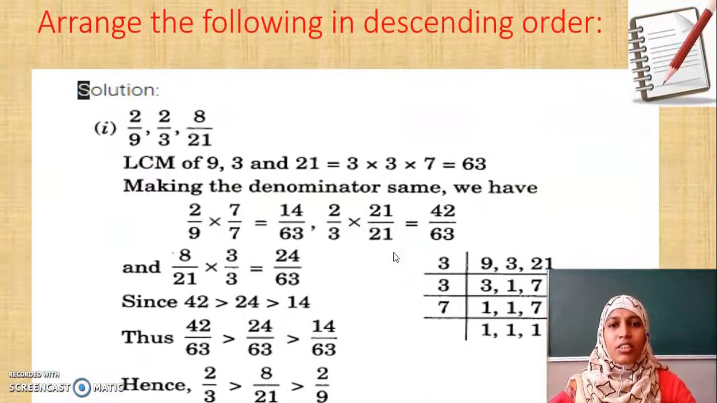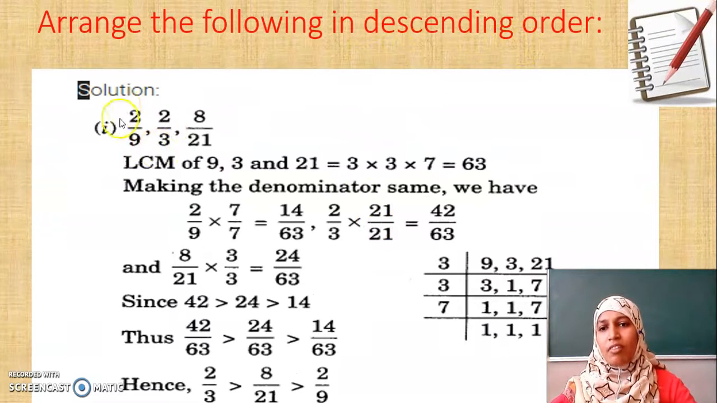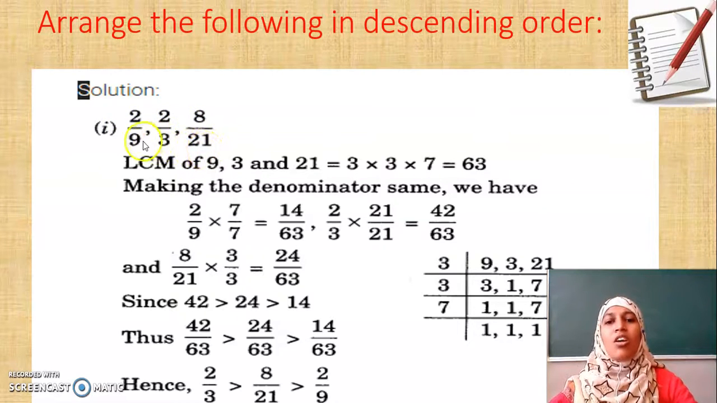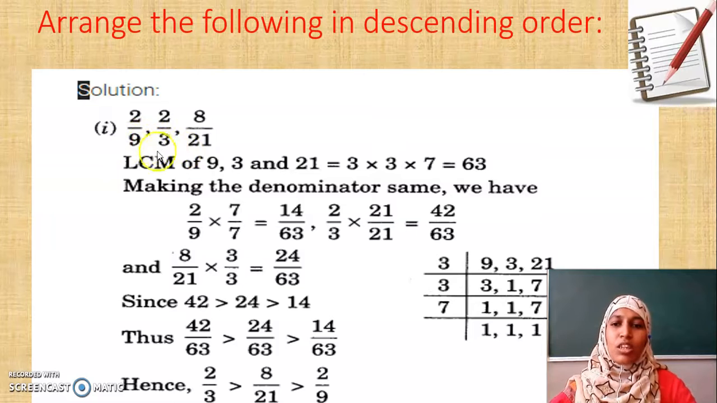Now let us arrange the following numbers in descending order. What are the 3 fractions I have? 2 by 9, 2 by 3 and 8 by 21. This is the question and I have to arrange this in order. By looking at it, can I guess which is bigger and which is smaller? No, we cannot compare because all these denominators are different. Only if they are the same, I can compare.